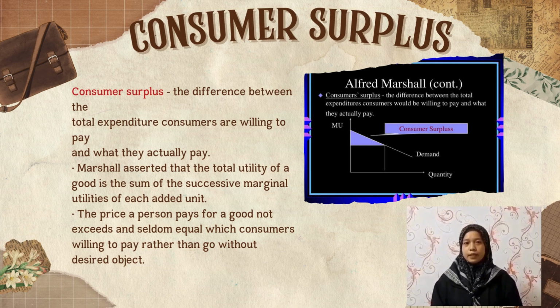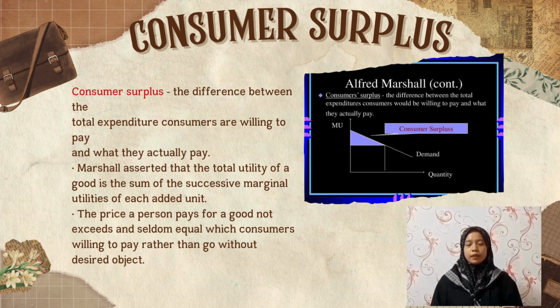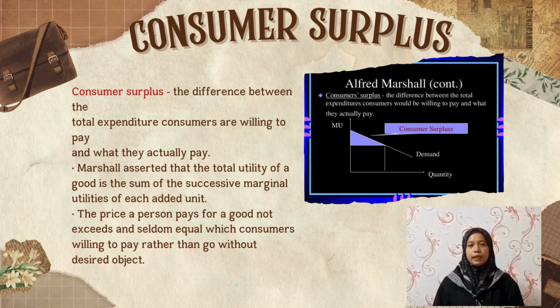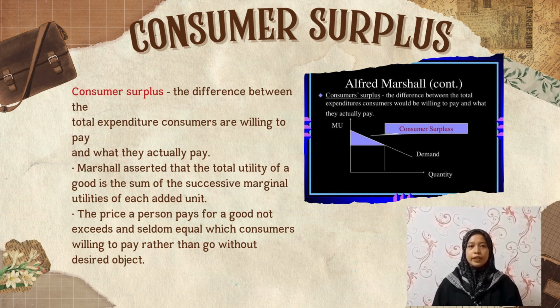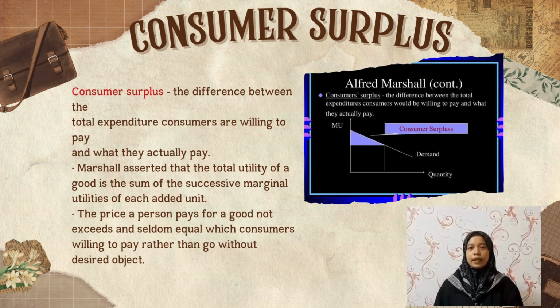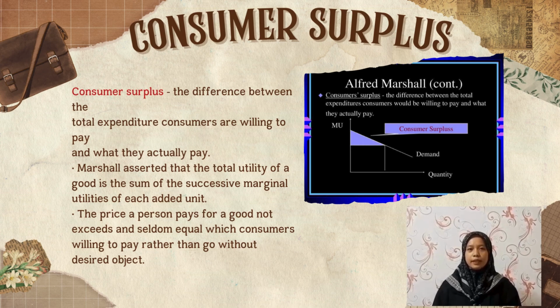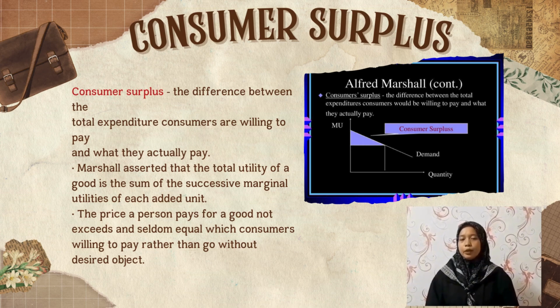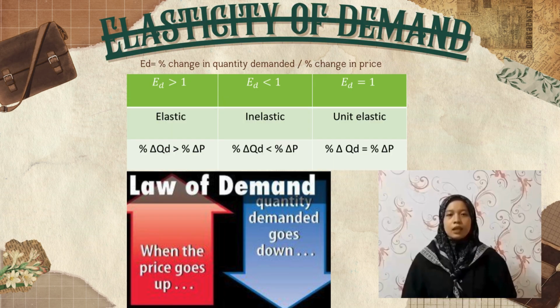Marshall stated that the total utility of a good is the sum of the successive marginal utilities of each added unit. The price a person pays for a good does not exceed, and seldom equals, what the consumer is willing to pay rather than go without the desired object.